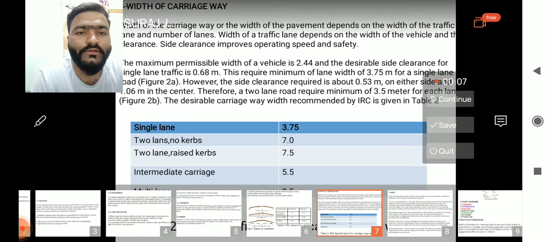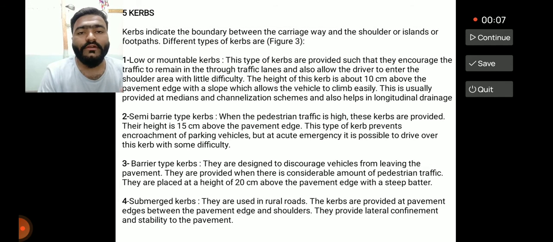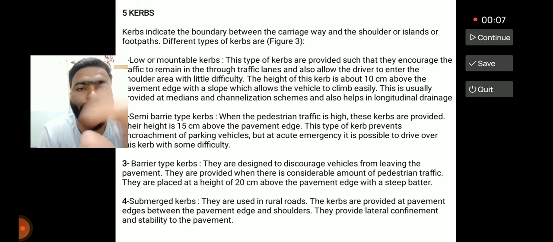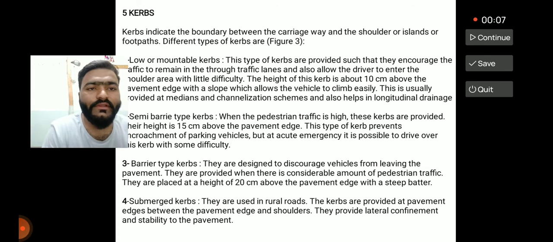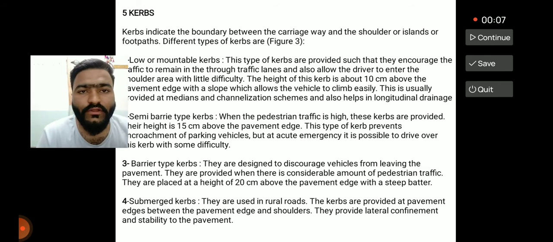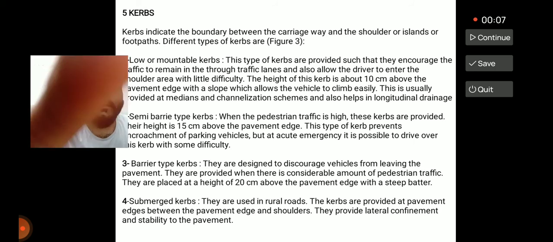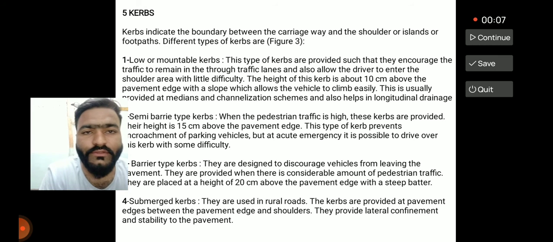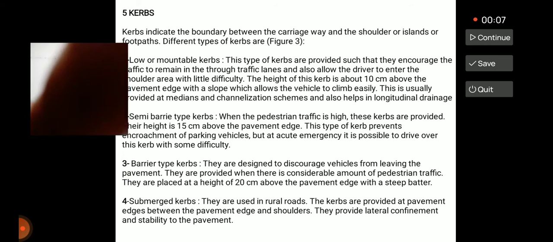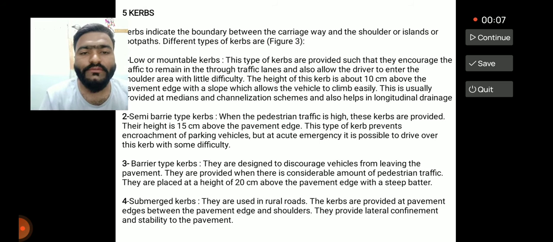Then next comes curves. Curves indicate the boundary between the carriageway and the shoulder or islands or footpaths. There are some different types of curves. You can see low mountable curves, semi-barrier curves, barrier type curves, submerged curves. So here we can see four types of curves. First, about mountable curves.